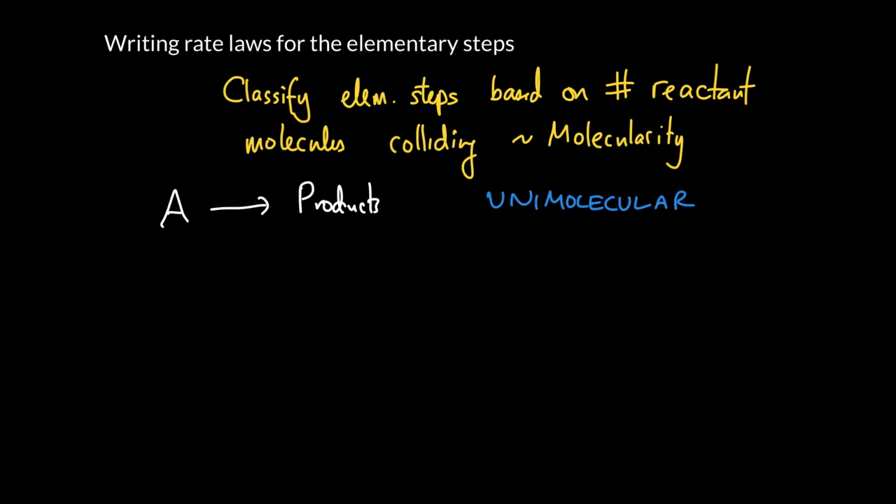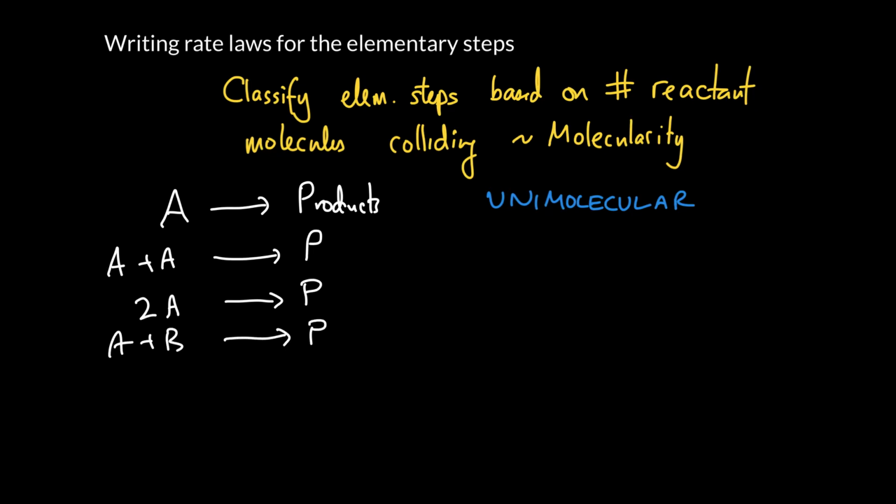elementary reaction. Now imagine we've got two reactants colliding, so we could write it as A plus A forming products, I'll just write P. We could sometimes write that as 2A forming products, or they could be different molecules, A plus B forming products. If these are the elementary reactions here, we would classify all three of these as bimolecular because there are two species colliding in the elementary reaction. I want to point out, though, that when you've got 2A, that is shorthand for A plus A.